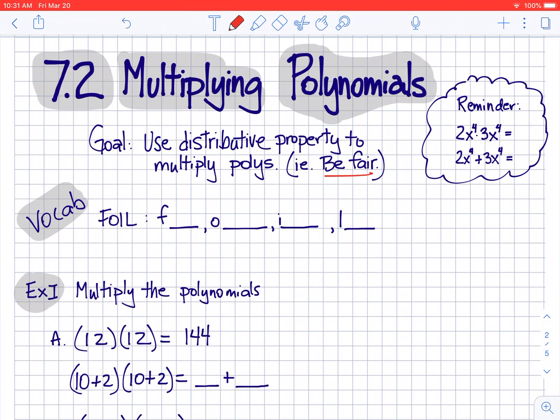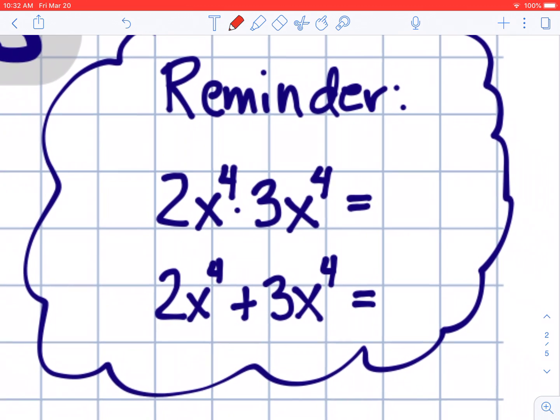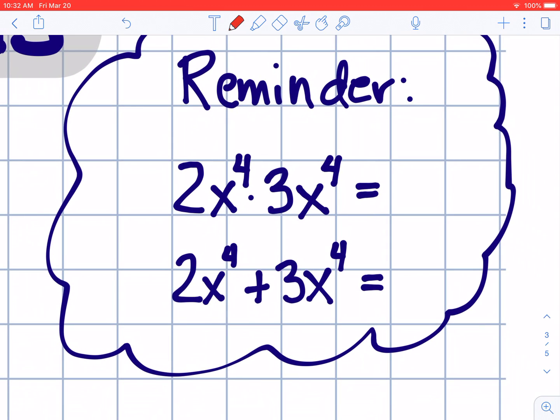All right, so keeping that in mind, let's look back at a couple of things that we've looked at in the past. Last chapter we were talking about exponents, and when we take 2x to the fourth times 3x to the fourth, remember that our coefficients, those numbers in front, we multiply those two things together to get 6. And then x to the fourth and x to the fourth becomes x to the, we add the exponents, 8. So that's one thing that we've got to remember from last chapter.